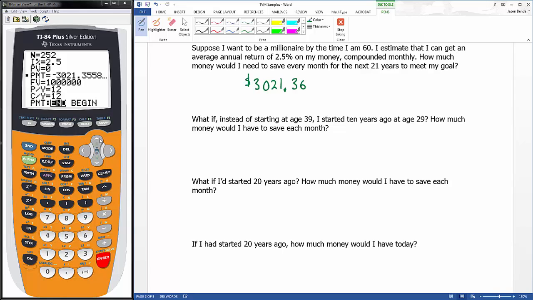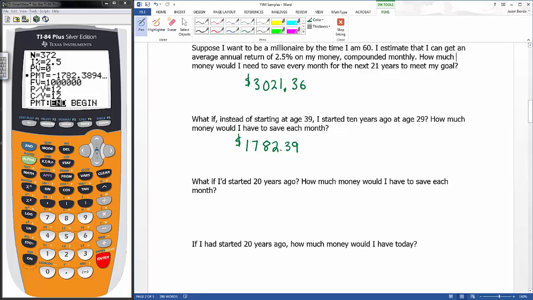But what if I'd started this 10 years ago? So instead of 21 years, I would have 31 years. So I have 372 months. Now solve for payment. Ooh, lot better. I would only need to be saving $1,782.39 if I just started this when I was 29.